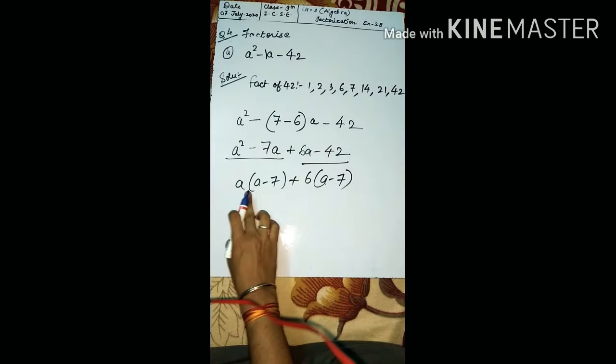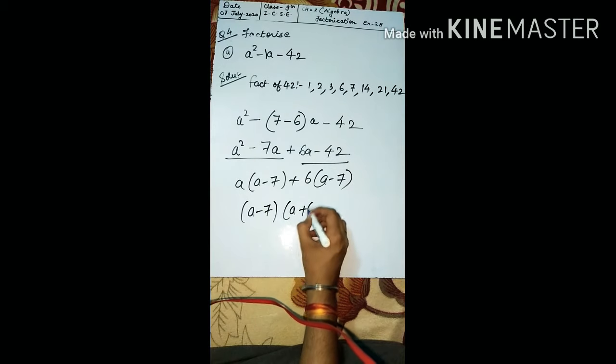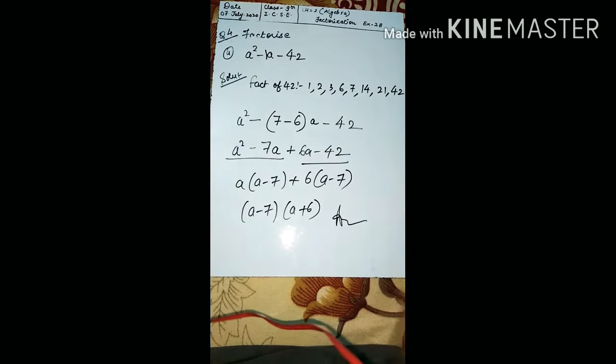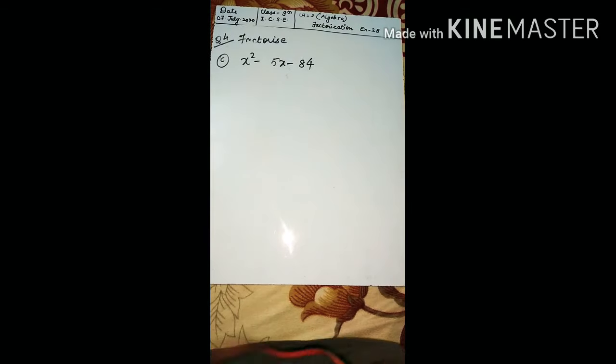Okay, a minus 7, a minus 7, again you take common. So this is the final answer you have. Okay, let us do the C question.